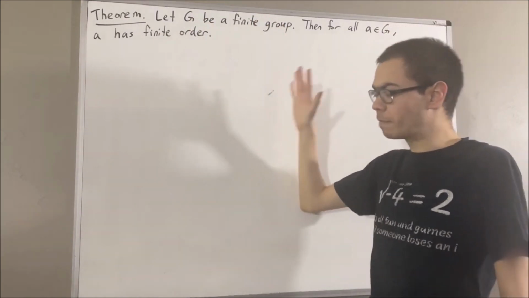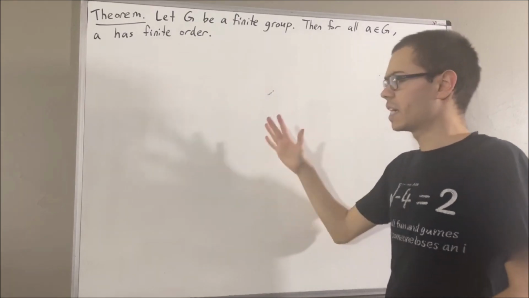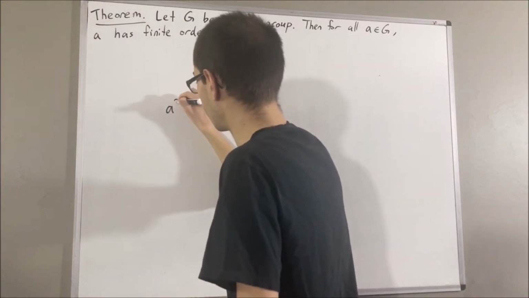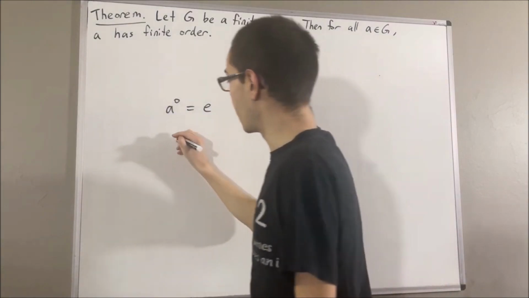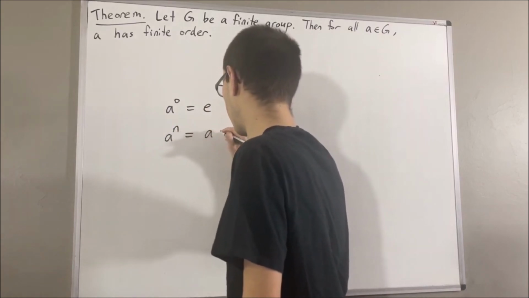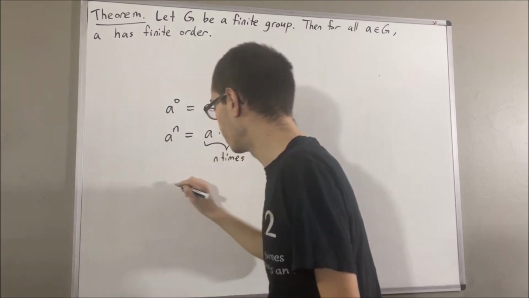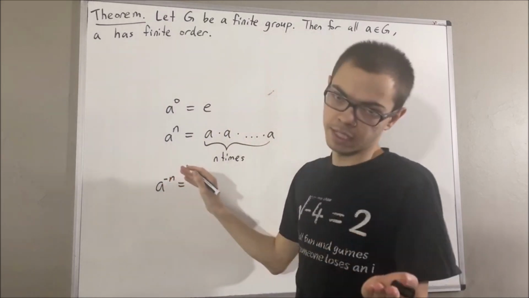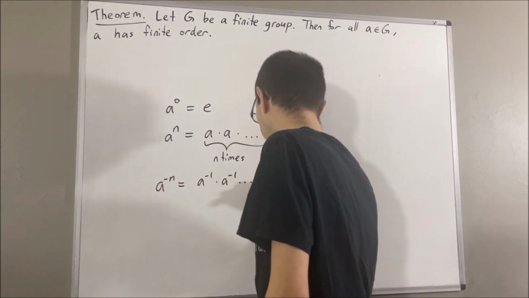And at this point, we have defined a notion of exponentiation for elements in a group. And the idea is as follows. Given a group element A, A to the power 0 is the identity element of the group. If we do A to the power of a positive integer n, then that just represents A multiplied by itself n times. And if we do A to the power of negative n, where n is a positive integer, then this just represents the inverse of A, multiplied by itself n times.